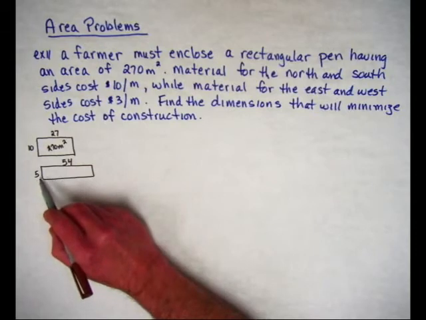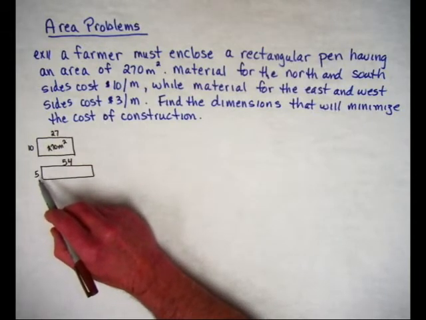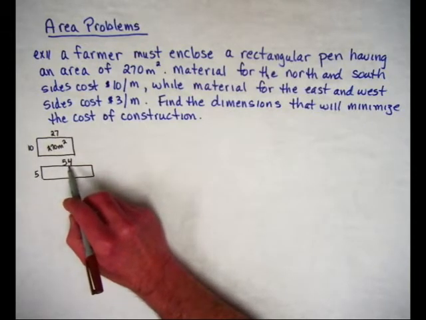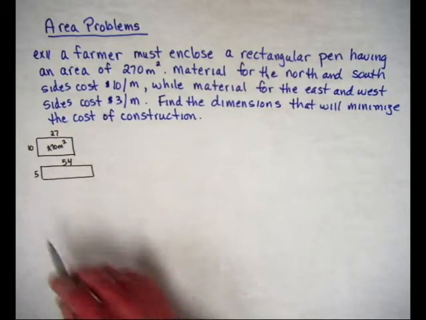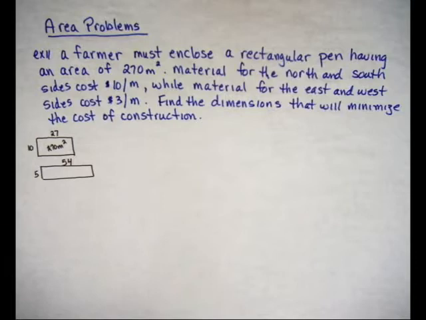Obviously, we can increase or decrease the 5 and 10 as much as we want, as long as we compensate with the north and south sides by making them longer or shorter, as long as they give us a product of 270 square meters. So what we're trying to do is find the minimum cost of building this enclosure.